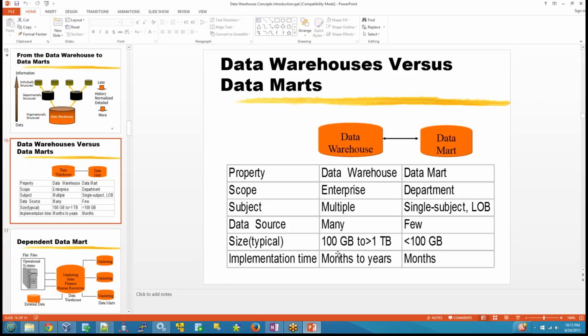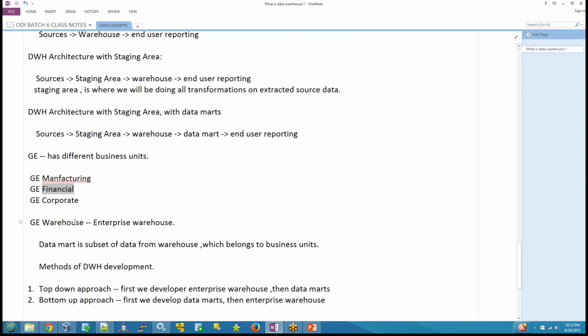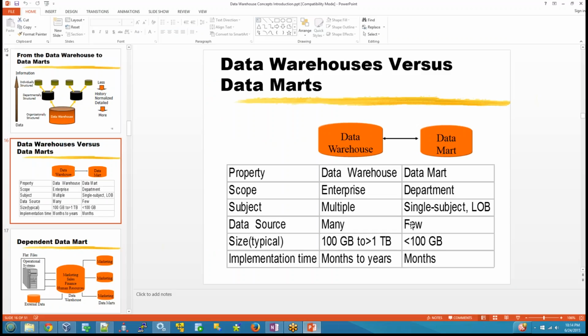So the data sources. What are the sources to feed into the data warehouse? Many sources. The enterprise warehouse receives data from all the departments: manufacturing department sources, financial department sources, and corporate sources. So the number of sources from which we are loading data into the warehouse is many, while for the data mart it is few. That means the sources belong to a particular business unit. The data mart loads the data from the sources belonging to a particular department.